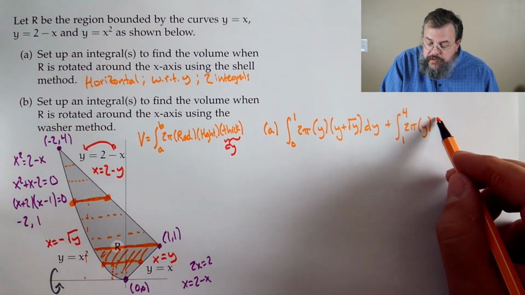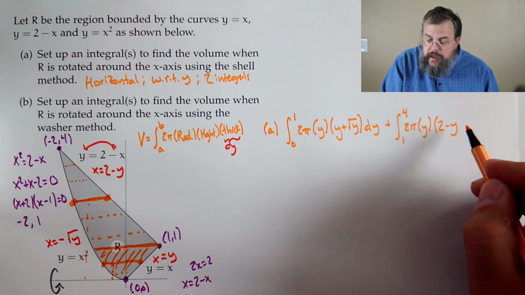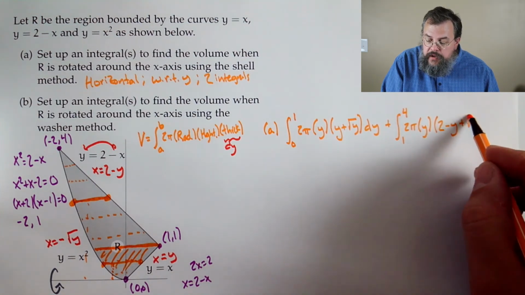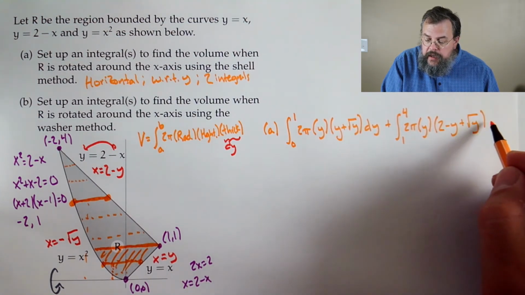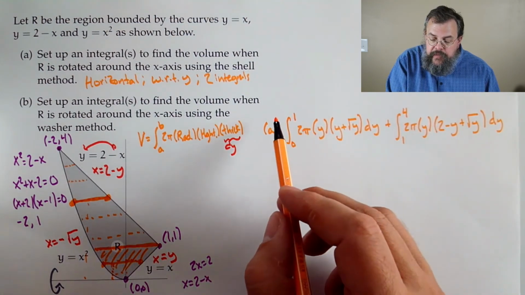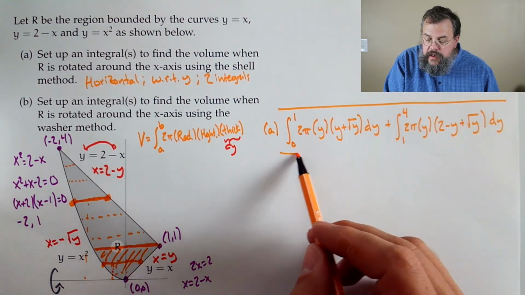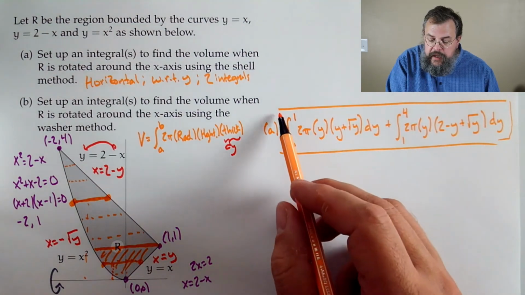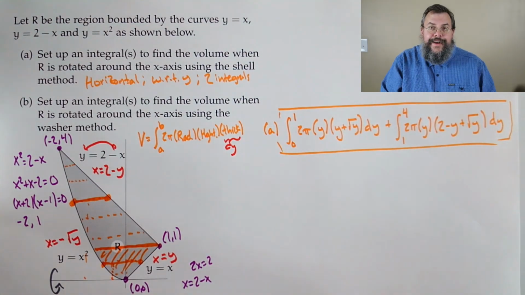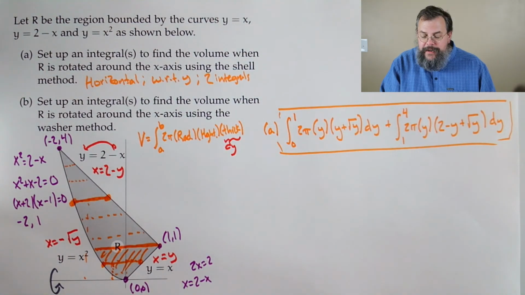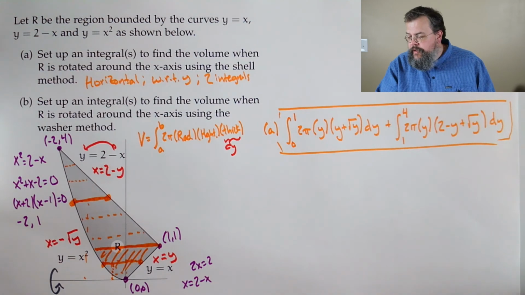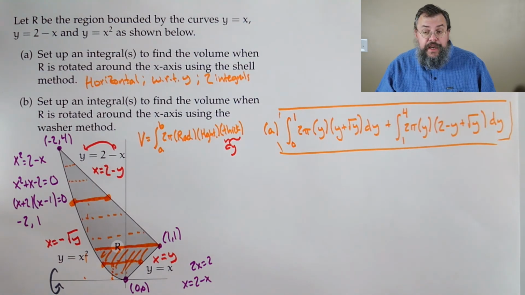So it's going to be 2 minus y minus root y, which is really going to become a plus root y, and dy. And there's our answer for part A. Okay, good. Halfway there. Now there's nothing too surprising, but it would take time to do the integral. So instead, we now transition to part B.